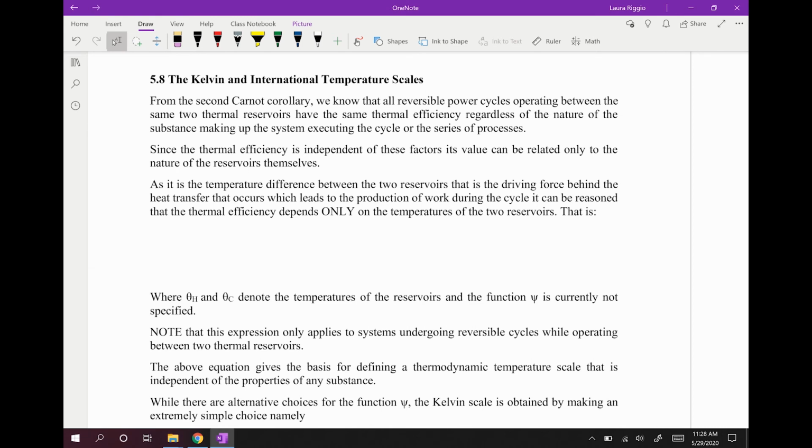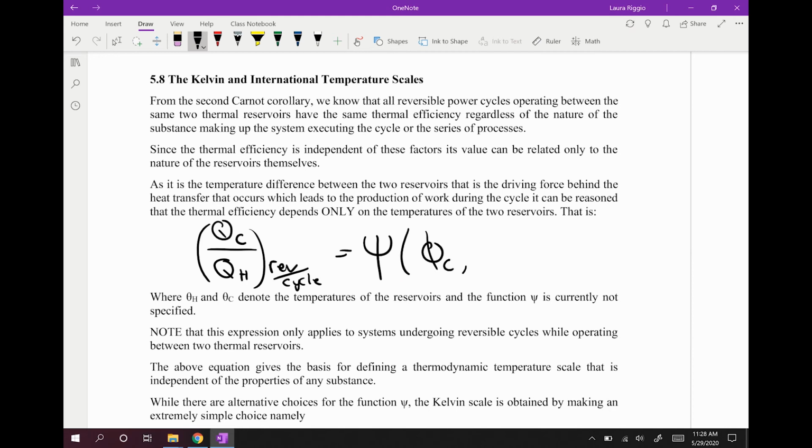That is basically what we're saying: QC over QH for a reversible cycle is some function psi of our hot and cold temperatures, where theta C and theta H denote the temperatures of our cold and hot reservoirs, and psi is some function that we don't know. The expression only applies to systems undergoing reversible cycles while operating between two thermal reservoirs.